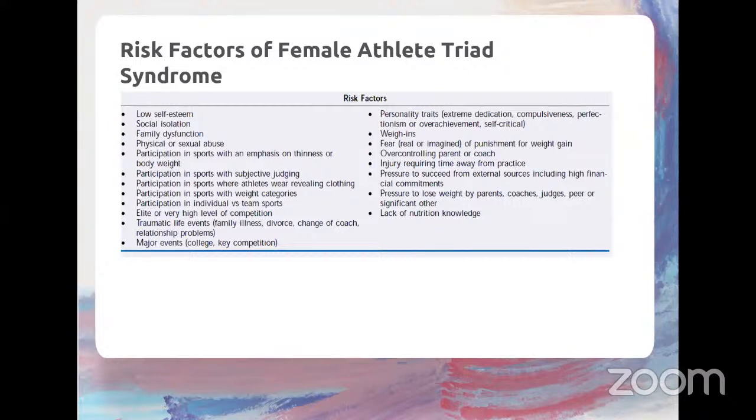Next are the risk factors of female athlete triad syndrome. So what are the risk factors? Social isolation, low self-esteem, family dysfunction, physical or sexual abuse, participation in sports with subjective judging. So if you are not feeling comfortable around your peers or your family, or you've already been through a lot of trauma, or you have peers who constantly keep criticizing you, these could be the risk factors that would eventually lead a person to stop eating or exercise too much.